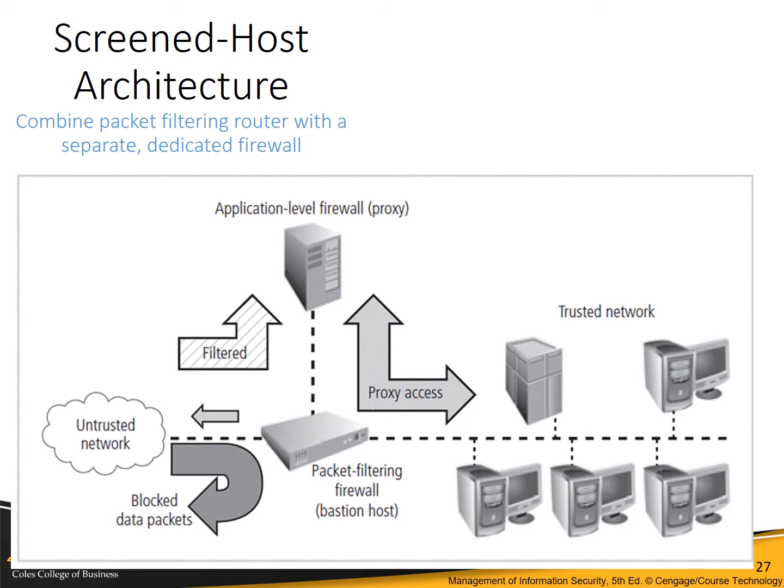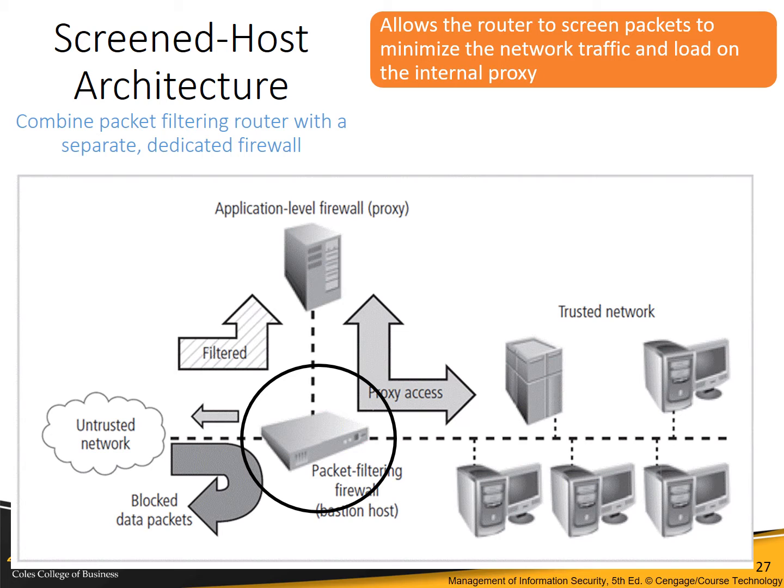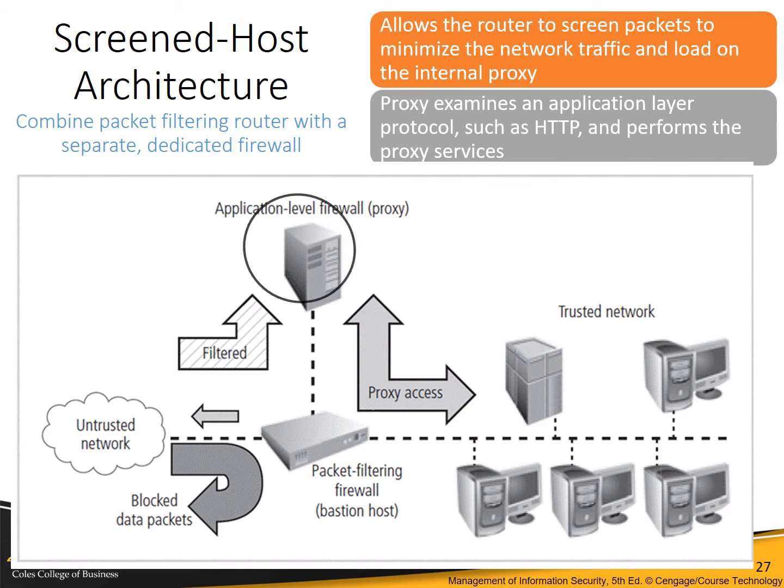Screened host firewall systems combine the packet filtering router with a separate dedicated firewall, such as an application proxy server or proxy firewall. This approach allows the router to screen packets to minimize the network traffic load and load on the internal proxy, while the proxy examines an application layer protocol such as HTTP and performs the proxy services.